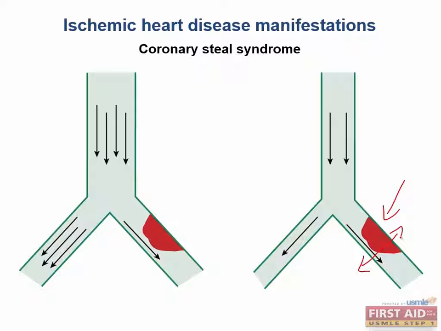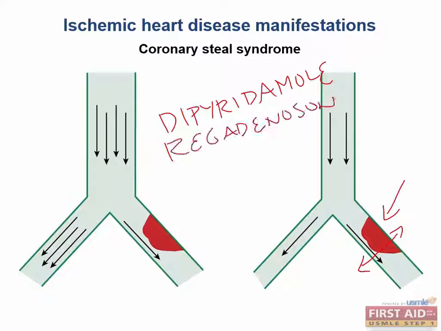So if we give someone dipyridamole or if we give someone regadenoson, we're going to get vasodilatation of all of these vessels, except we are not going to get any more vasodilation of this branch with the lesion. It has already used up everything it can to increase the diameter so that more blood can flow past this lesion. So we want to increase flow past that atherosclerotic impedance to flow, right?